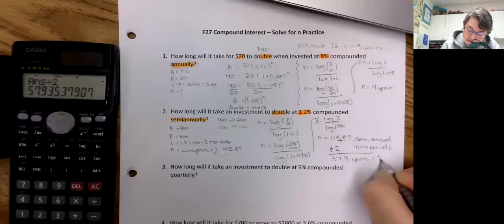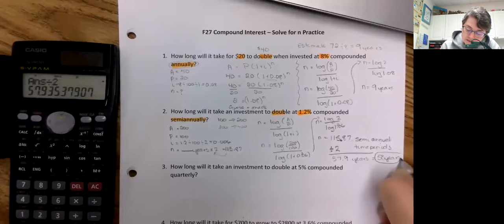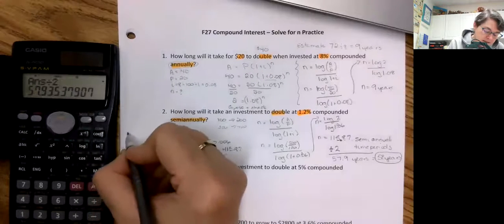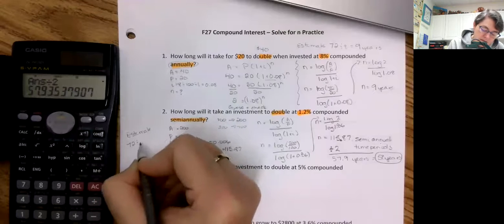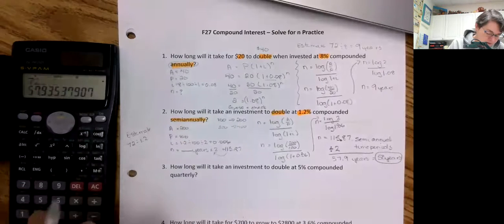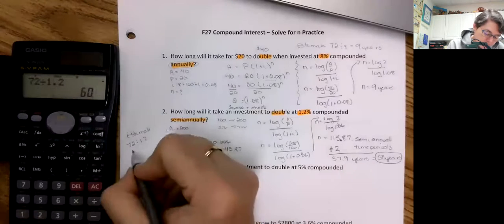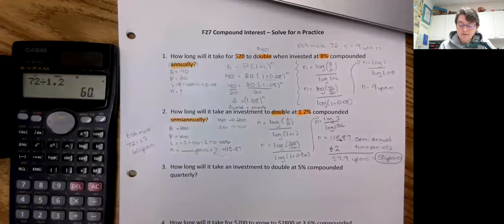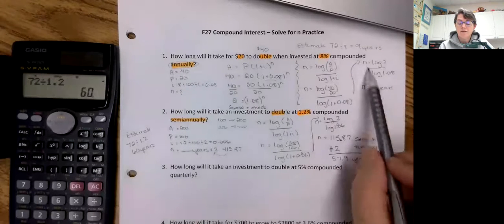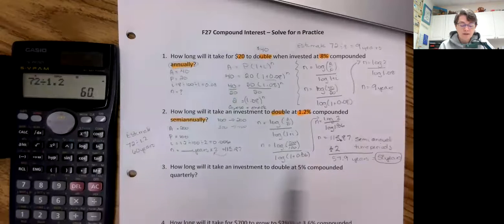Why not just say 58 years? Now remember when we did the estimate? We went 72 divided by 1.2, which is 60 years. So when it was annually, we were spot on. It was exactly the same. Semi-annually, it's a little bit less. And that makes sense, right? The more often you compound, the faster you're going to make money. So it's going to make a little bit of a difference.